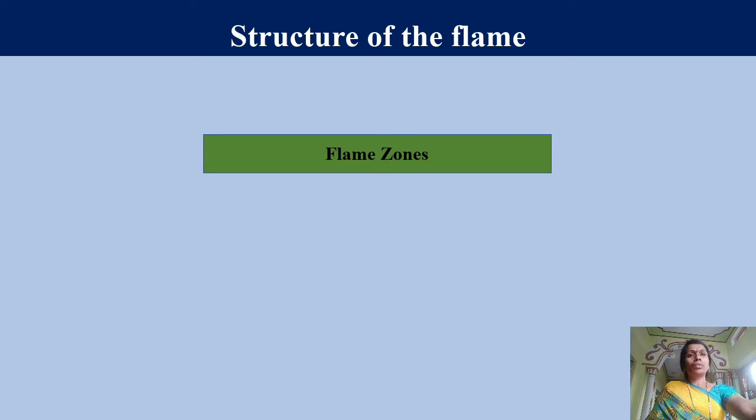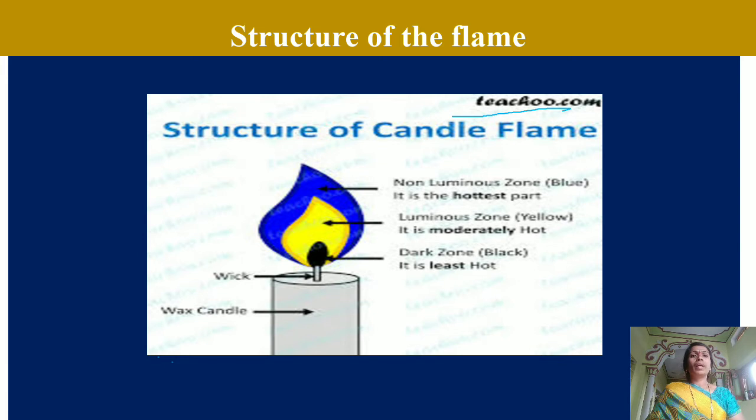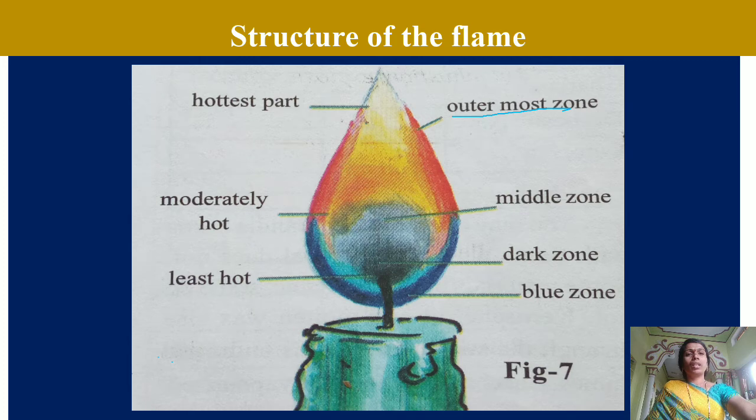Next, flame zones. We have three different flame zones. The first one is the innermost zone, the second one is the middle zone, and the third one is the outermost zone. My dear children, see this picture. This is the structure of the flame. Observe carefully. First, we will learn about the innermost zone.